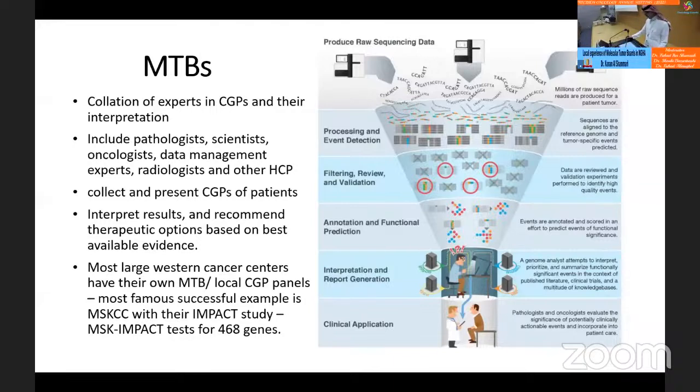As mentioned, in the MTBs, you get help in interpreting results and recommendation of best available therapeutic options. Most large Western cancer centers have their own molecular tumor boards. Most famous and probably the most successful example is the Memorial Sloan Kettering MTB with their IMPACT study. Now, this is a large prospective study that actually continues to find new genomic biomarkers and continues to actually create early phase clinical trials based on what they find. Now, interestingly, their in-house MSK IMPACT NGS tests for almost 500 genes.